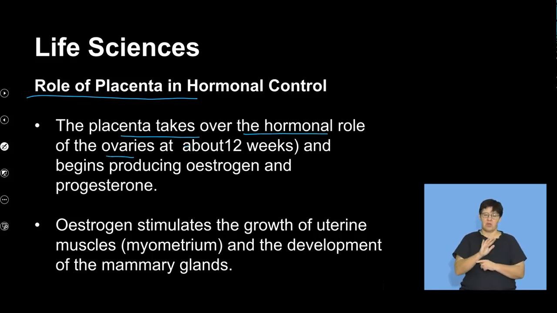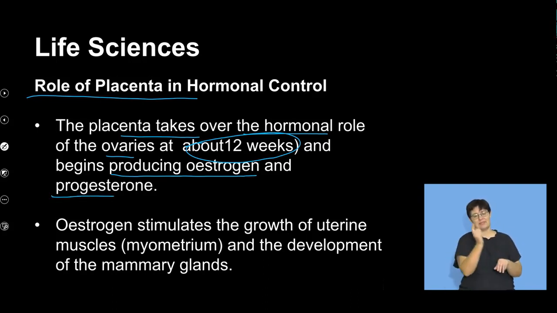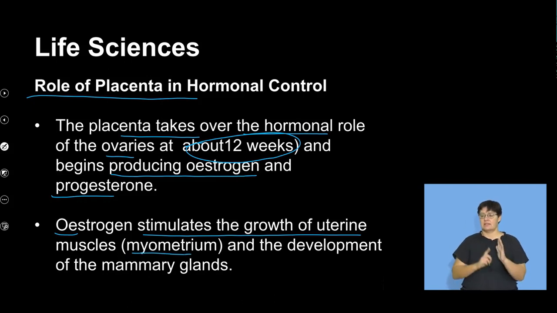So the placenta takes over the hormonal role of the ovaries around 12 weeks. Initially, the ovaries produce progesterone, but once the placenta develops, it continues producing estrogen and progesterone for the remaining period of development inside the uterus. Estrogen will stimulate the growth of the uterus and the myometrium and the development of the mammary glands.